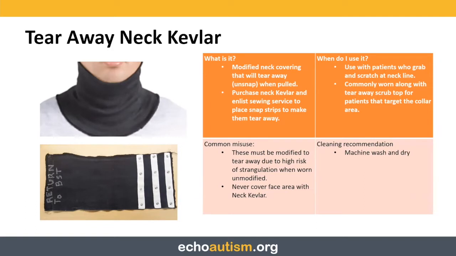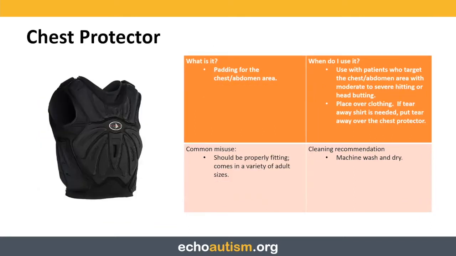The problem with net Kevlar is that if you don't sew the snaps in it, it really becomes something that you're struggling with if somebody has a hold of you around the neck. So the only way we will put net Kevlar out on the floor is if we've modified them and put the snaps in to help them be breakaway so that they can't strangle a staff member with them.